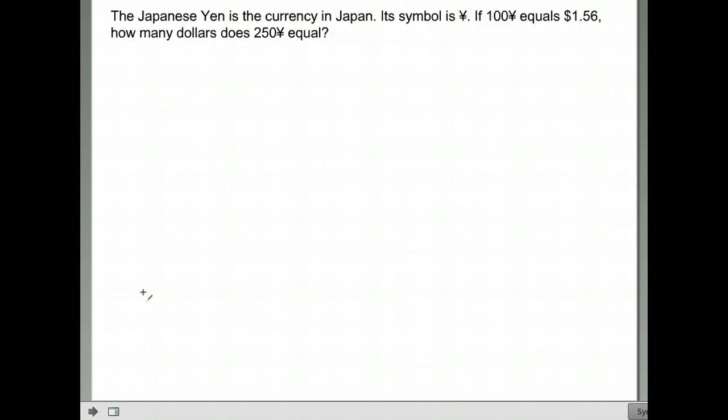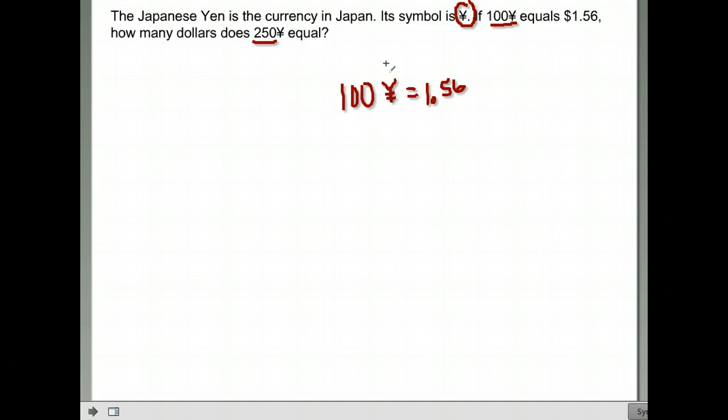Okay, here's a conversion, a money conversion question. Japanese yen is a currency in Japan. The symbol that they use is right here. That's the symbol for yen. So if 100 yen equals $1.56, okay, so 100, I'm going to do my best to recreate this symbol. 100 yen is equal to $1.56. How many dollars does 250 yen equal?